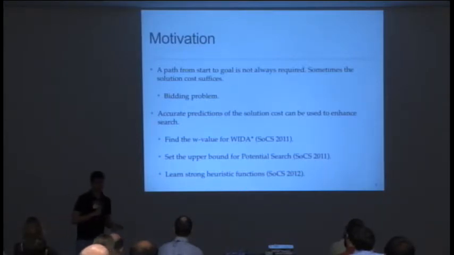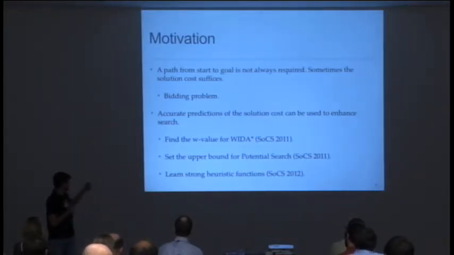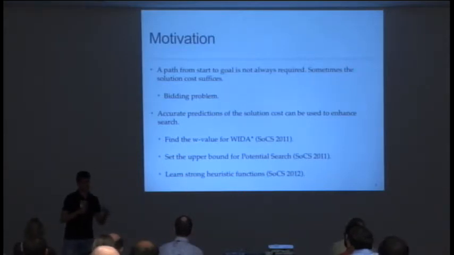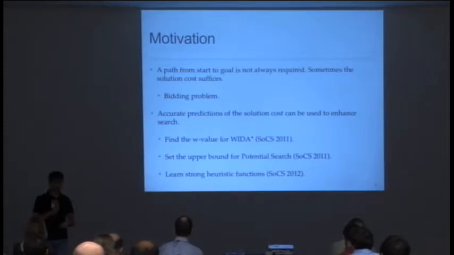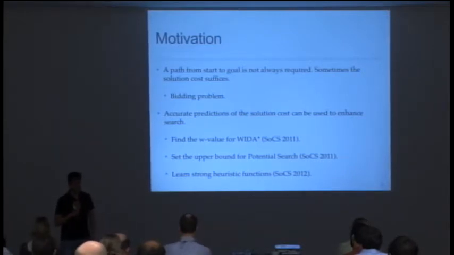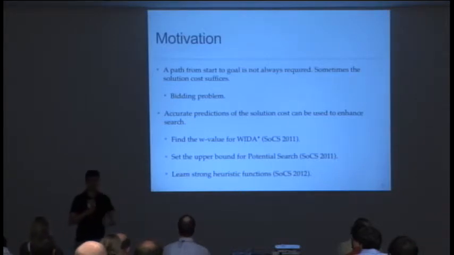Also, we could use this sort of predictions or estimations to enhance search. So last year, we presented at SOCS how we could use this kind of algorithm to find a W value for weighted A star or weighted IDA star, so we can find near optimal solutions very quickly. Also, we played with the potential search algorithm that Jordan briefly mentioned here, in which we find an upper bound on the optimal solution cost, and then we just run the potential search algorithm.